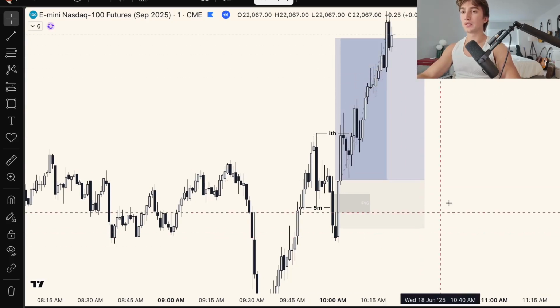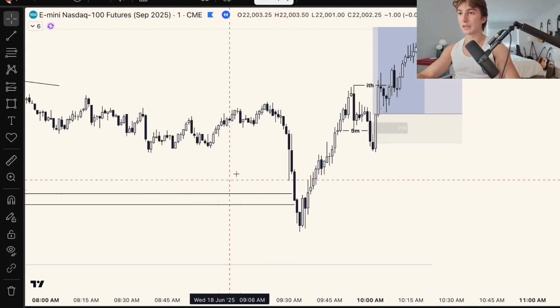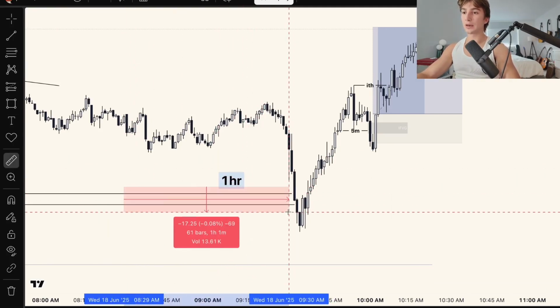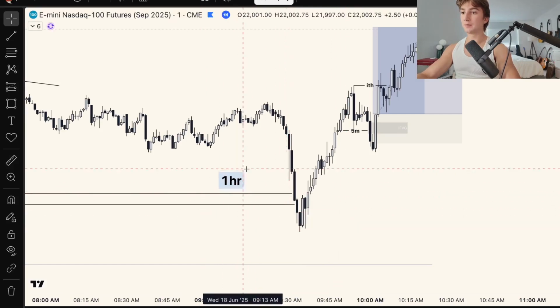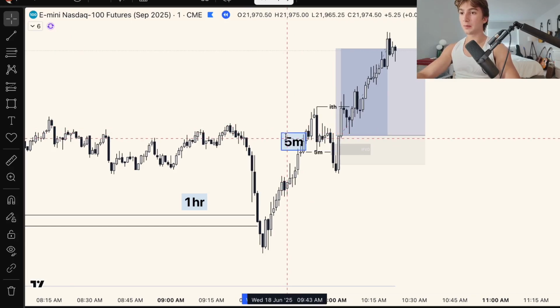Oof, almost break evens, but plays out to full TP. So look at this. If we break it down here, 1 hour confirmation is right here. We take out 1 hour sell side, tap into a bullish fair value gap. And then we get 5 minute confirmation right here.